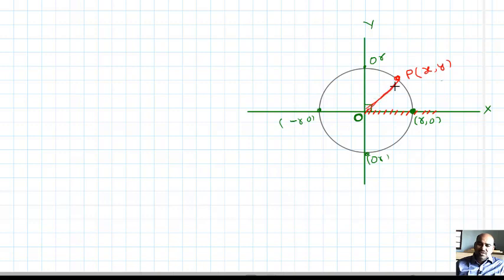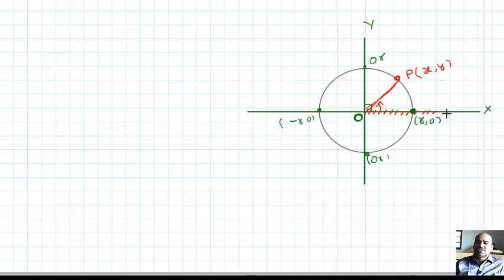Just join OP. Automatically what happens? Some space will be created here. So join OP. So then what can you say? This is one angle only, no. Assume that OP is rotated in the anti-clockwise direction.